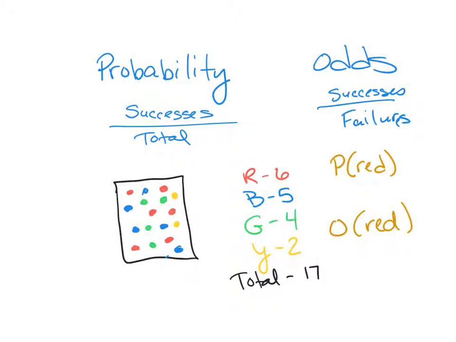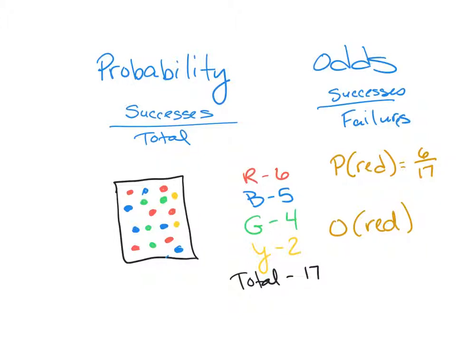So the probability that it'll be red is successes. Well, if I want red, how many successes are in that jar? 6. 6 over the total, 17. That's the probability of me picking a red out of that jar. If that fraction can be reduced, you reduce it, okay? And the calculator will do it for you. You can put in a fraction and hit math enter, and it'll reduce it for you.